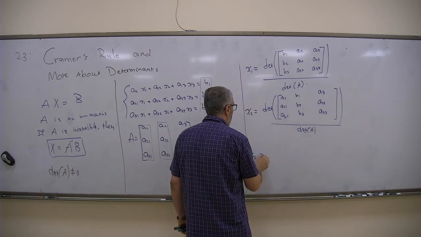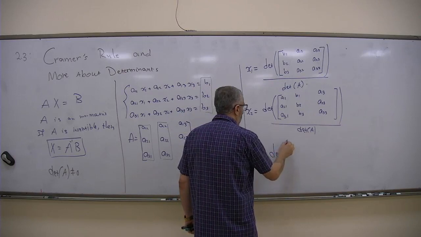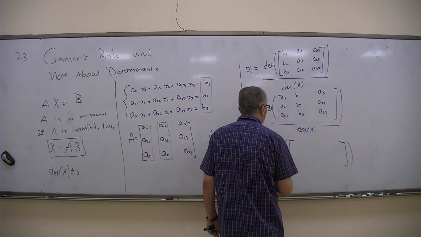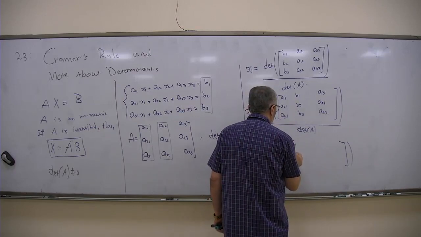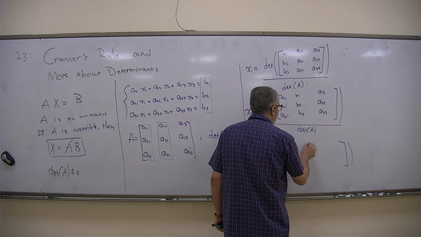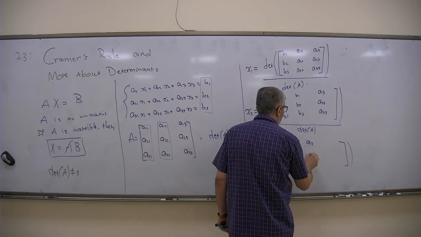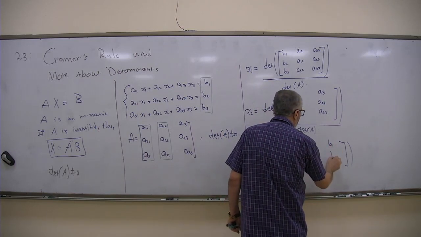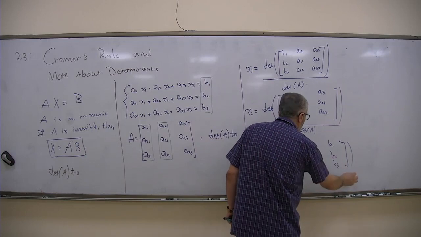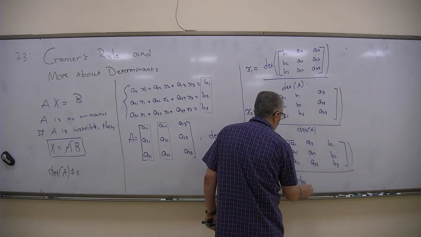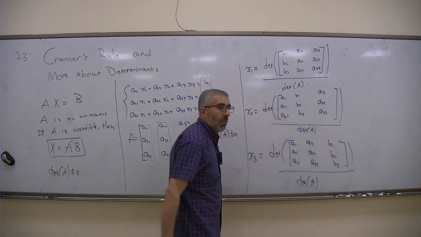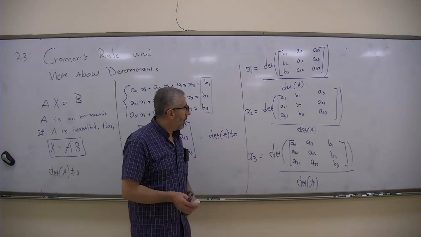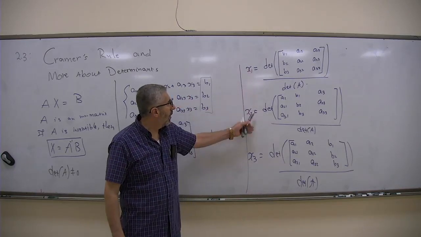x3 is the determinant of, again, you have A11, A21, A31, here A12, A22, A32, and here is B1, B2, B3, divided by determinant of A. It is a very simple formula. That's what is good about Cramer's rule. It gives you the answer in a formula.